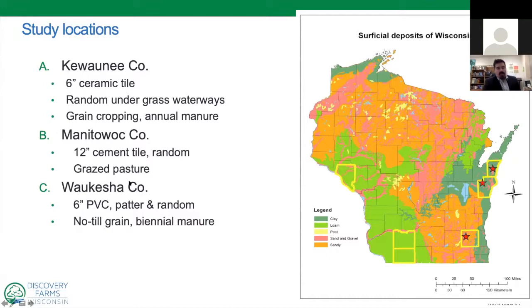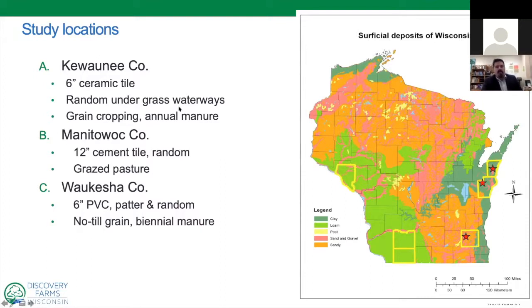So the one thing is that when we're working with these farmers, they all have different tiles. One has a ceramic tile, one has a cement tile, and one has a PVC tile. So we have many different types of tiles that are out there, and that's going to just depend on the age of the system, when it was installed. And we'll talk a little bit more about that.